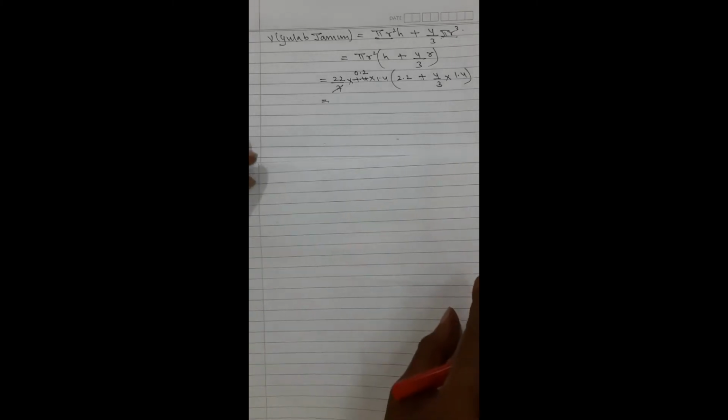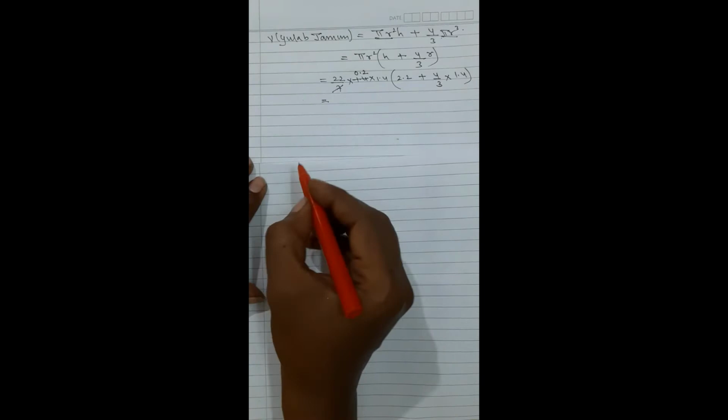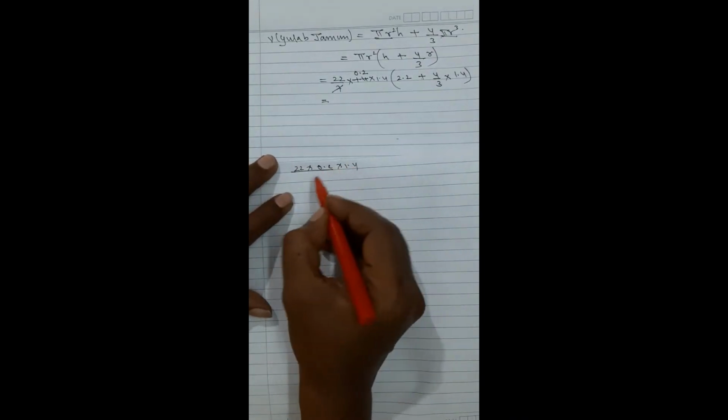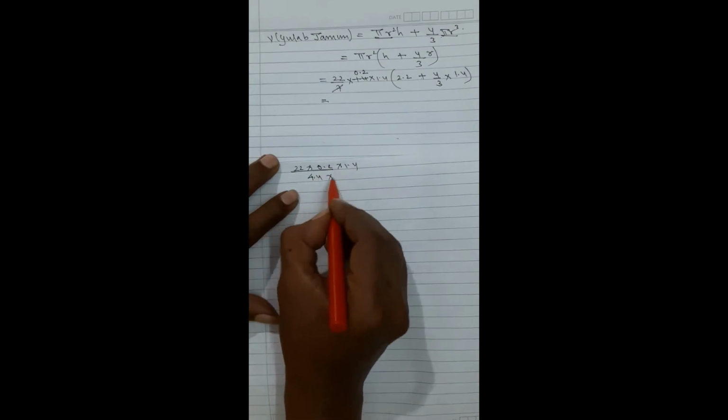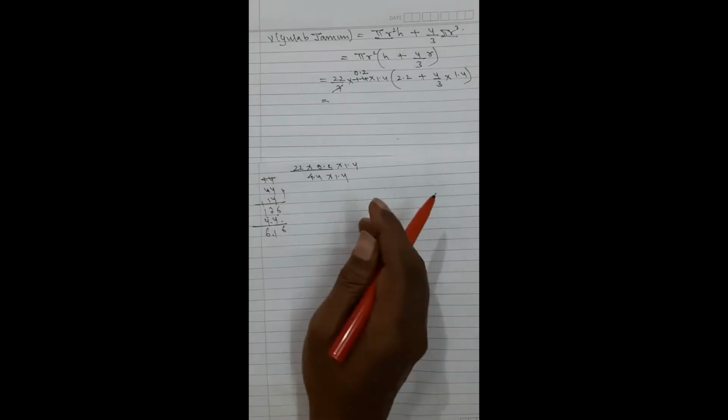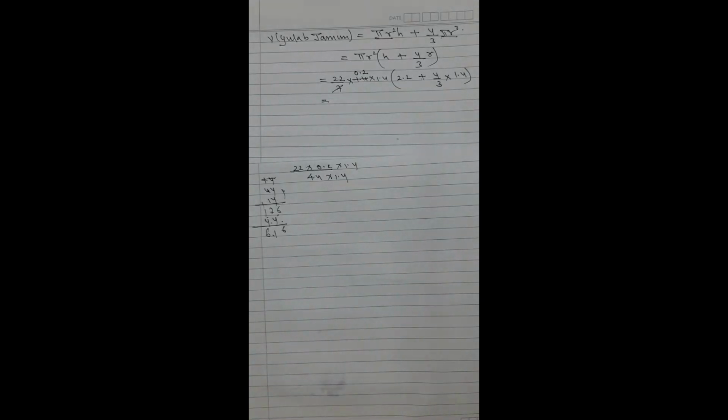We have to be very careful during this multiplication. Everybody can do it in their own way, whatever you feel comfortable with. 22 into 0.2 into 1.4 into 0.2 will give you 4.4 into 1.4. So 44 into 14 you do straight: 4 4s are 16, 4 1s are 4, and so on. 6.16 should be the answer of that.